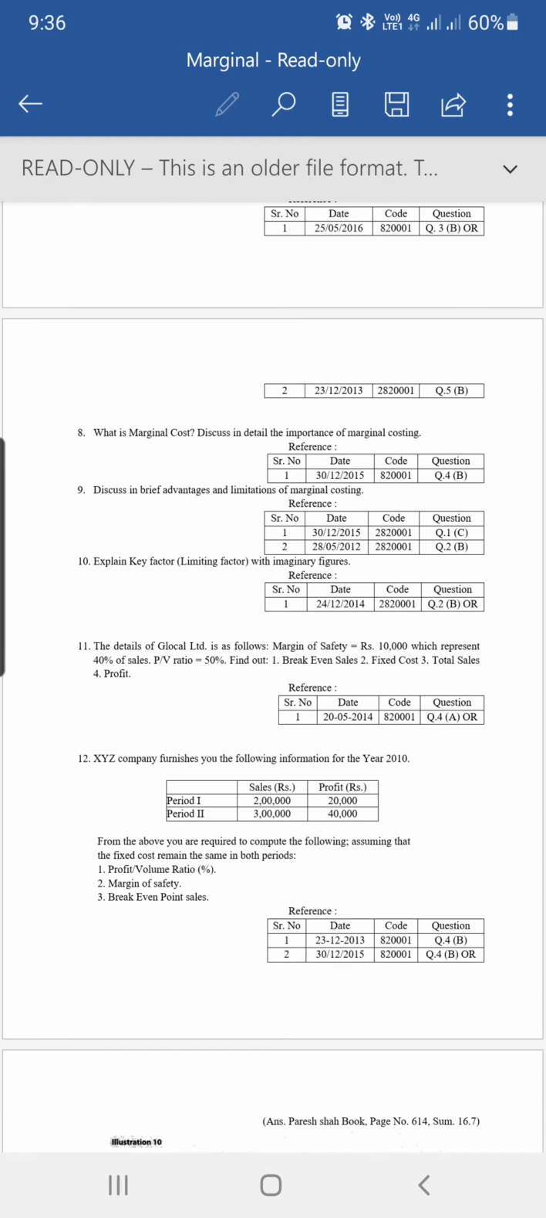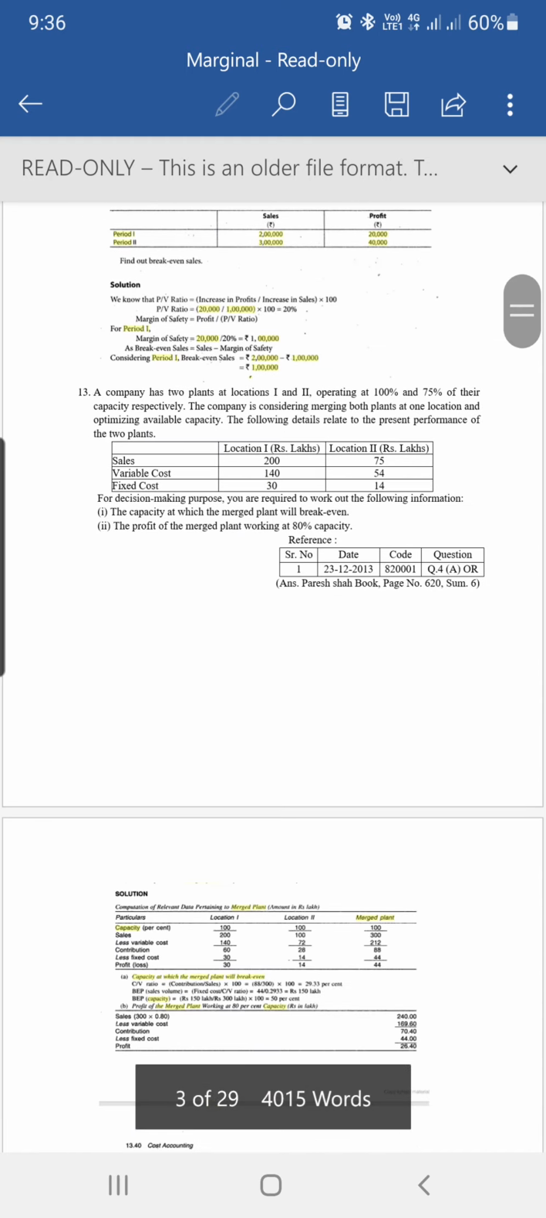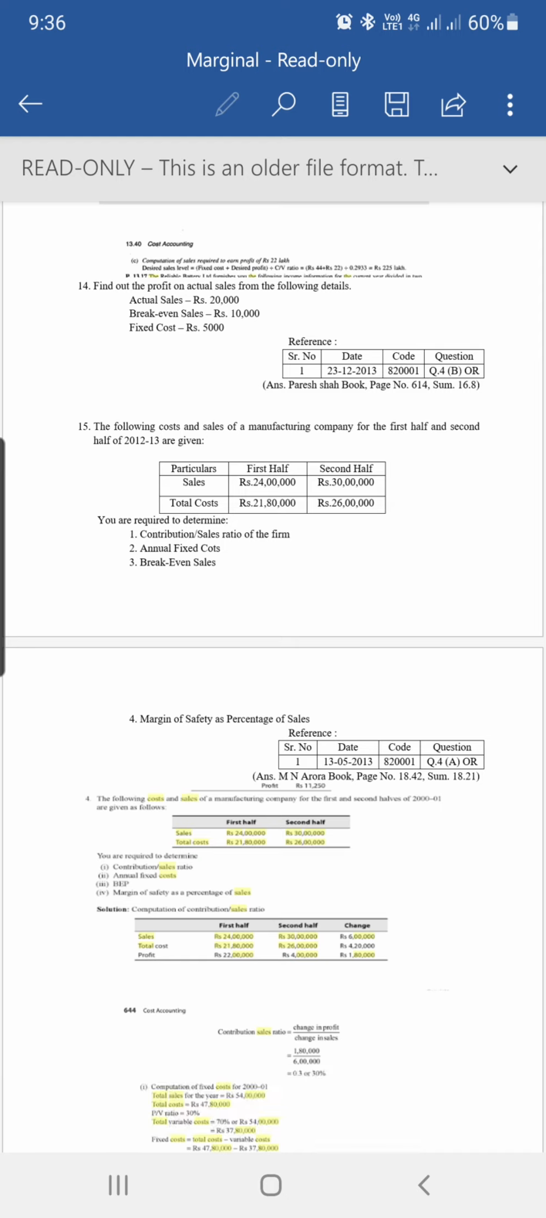Now the next question is question 14. Find out the profit on actual sales from the following details. Actual sales is given, break-even sales is also given, and fixed cost is also given. We have to find out the profit on actual sales, which is 20,000. For that, what will we do?